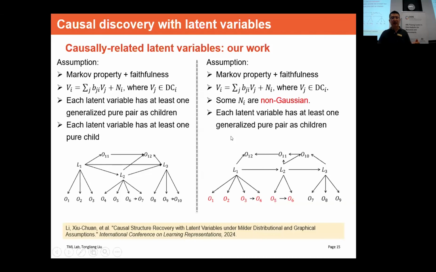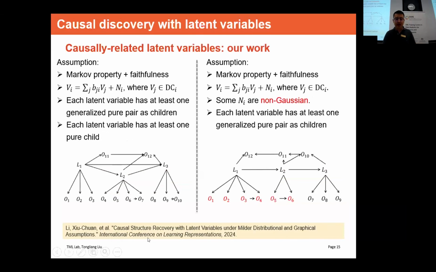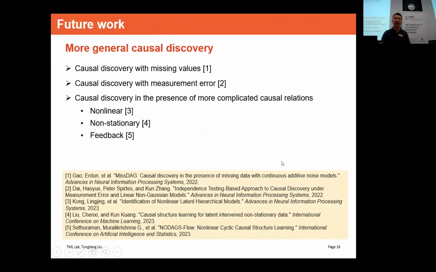So we just give you the takeaway message. The technical details can be found in the research paper, which will be published in ICLR 2024 very soon. Discovering causal relationships from purely observed data is a very interesting direction. The research, I would say, is still at an early stage. There are many settings we can further explore.